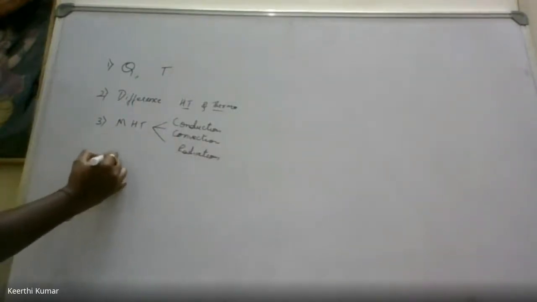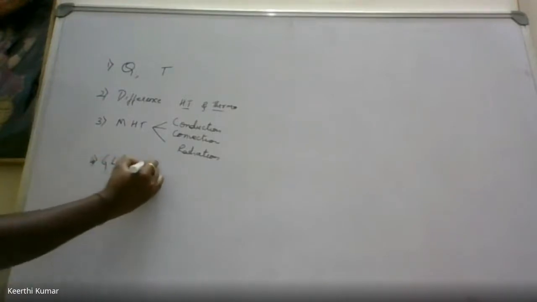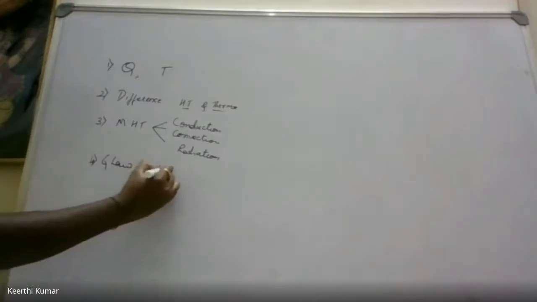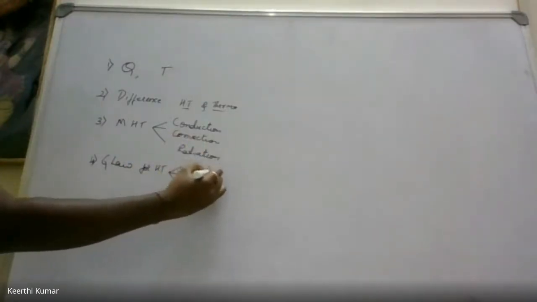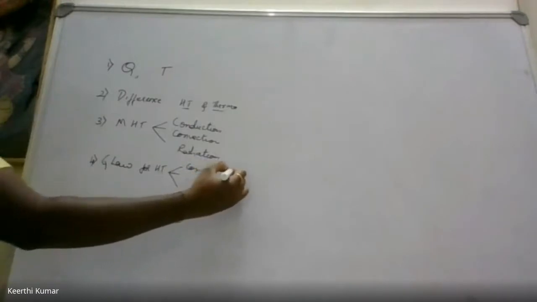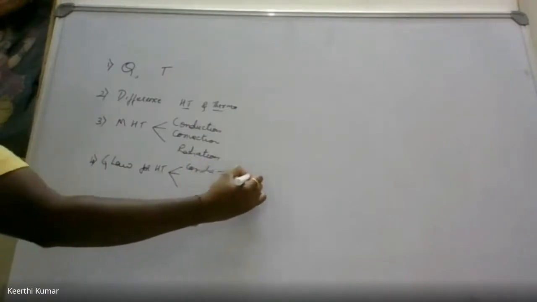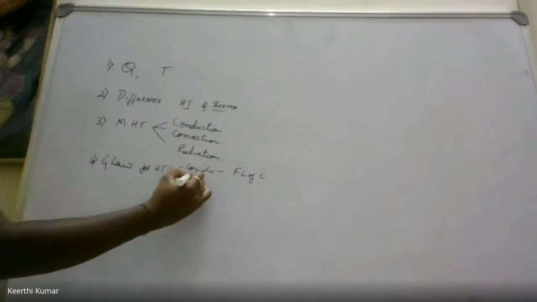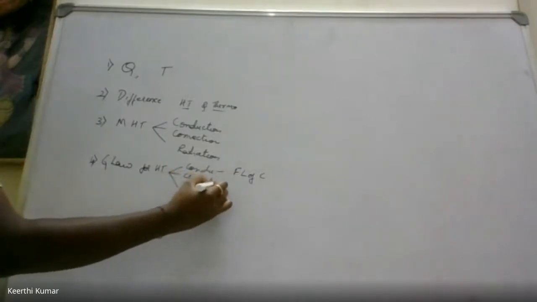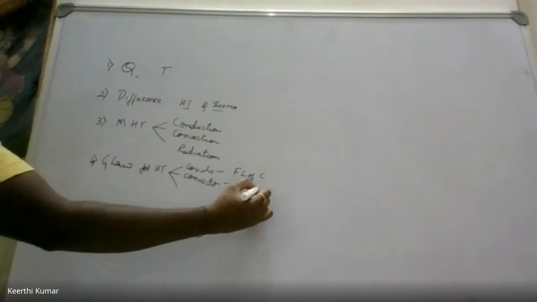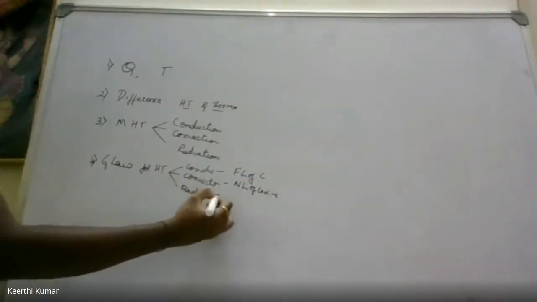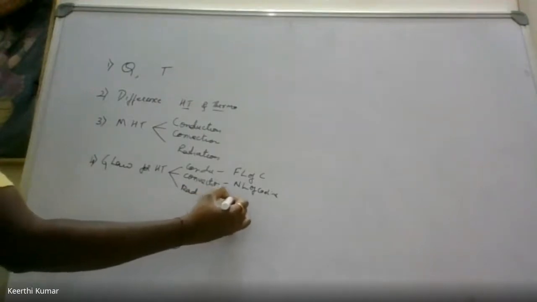Then fourth, governing laws. This is very, very important. Governing laws for heat transfer. There are three governing laws. For conduction, it is called Fourier law of conduction. For convection, it is called Newton law of cooling. And for radiation, Stefan-Boltzmann law.